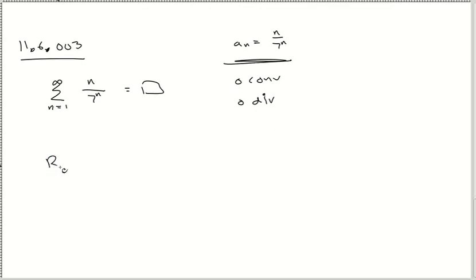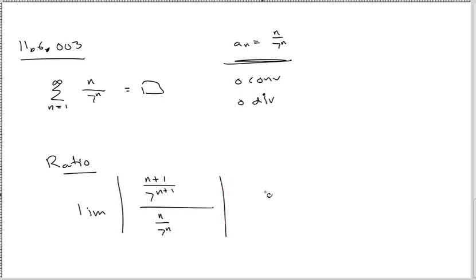So we're going to do the ratio test. Limit as n goes to infinity, whatever. We have the next term on the top, so wherever you had an n, you put an n plus 1. And then on the bottom, you have the current term, which is just a copy paste of what you already have. And we need to simplify this down a lot.